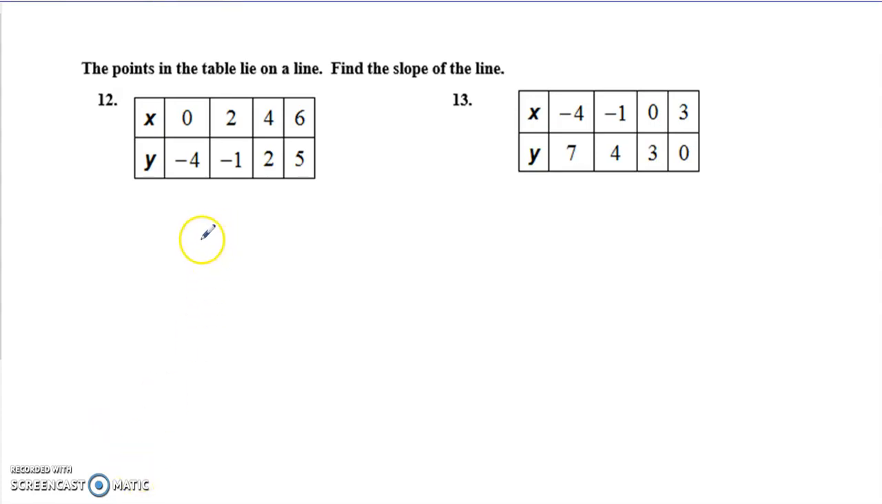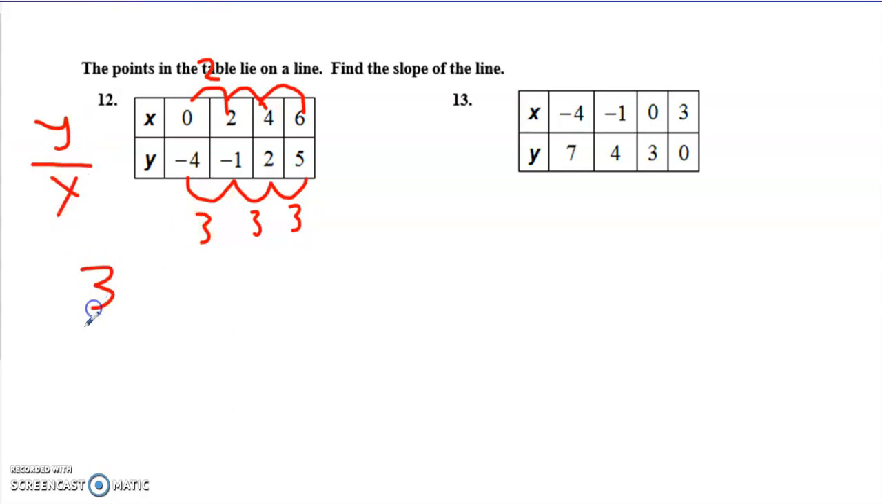Okay, looking at slopes from a table, we need to find out our pattern here. So from here to here, we are adding 3. From here to here, we're adding 3. And from 2 to 5, we're adding 3. 0 to 2, we're adding 2, adding 2, adding 2. So remember, rise over run is the same thing as y over x. So we'll do our y over x, because this is 2. So we know that it's going to be 3 over 2.